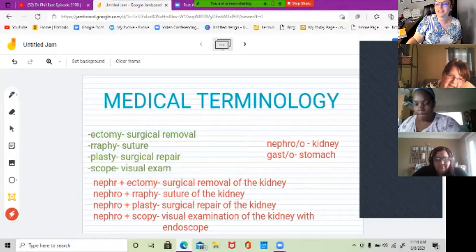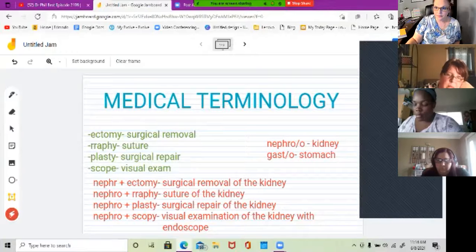I'm going to turn on my laser. They call it a laser, it's just a dot. So nephrorraphy is the suture of the kidney. Nephro, kidney, raphy, suture. Nephroplasty, surgical repair of the kidney. Nephroscopy, visual examination of the kidney with an endoscope.